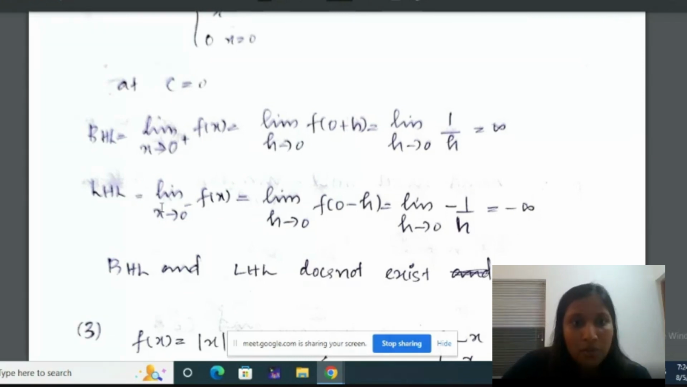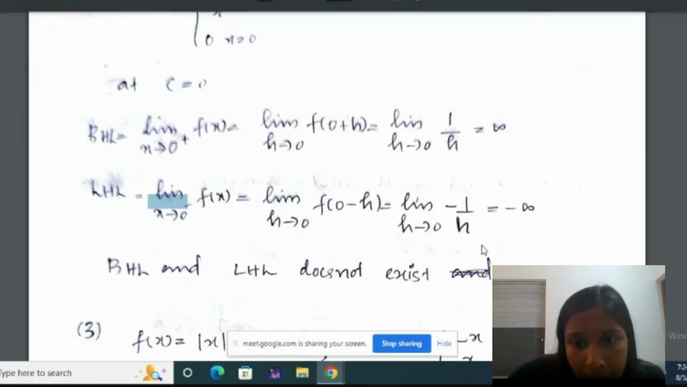And the left hand limit we can find like this: limit x tends to 0 minus f of x, that is limit h tends to 0 f of 0 minus h, that is minus 1 by h. So there also we will get minus infinity. So these are the two values. So the right hand limit and left hand limit do not exist actually.